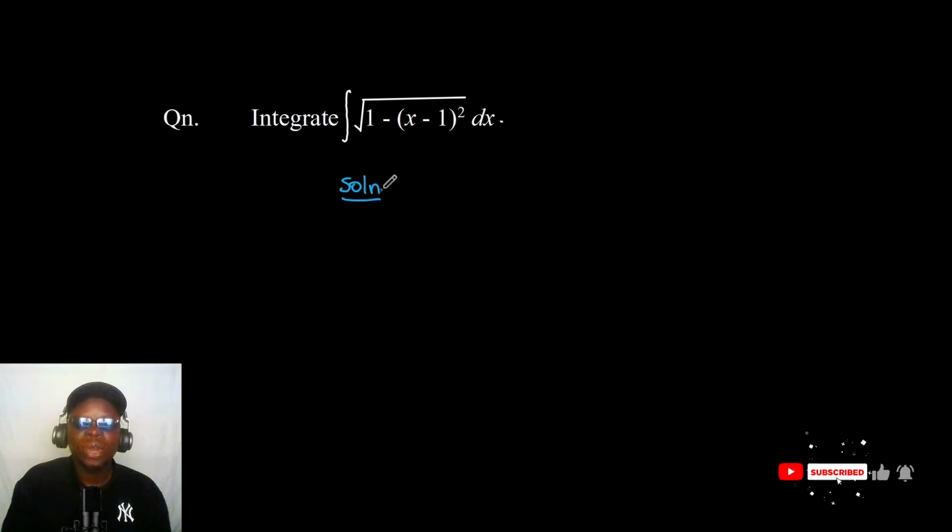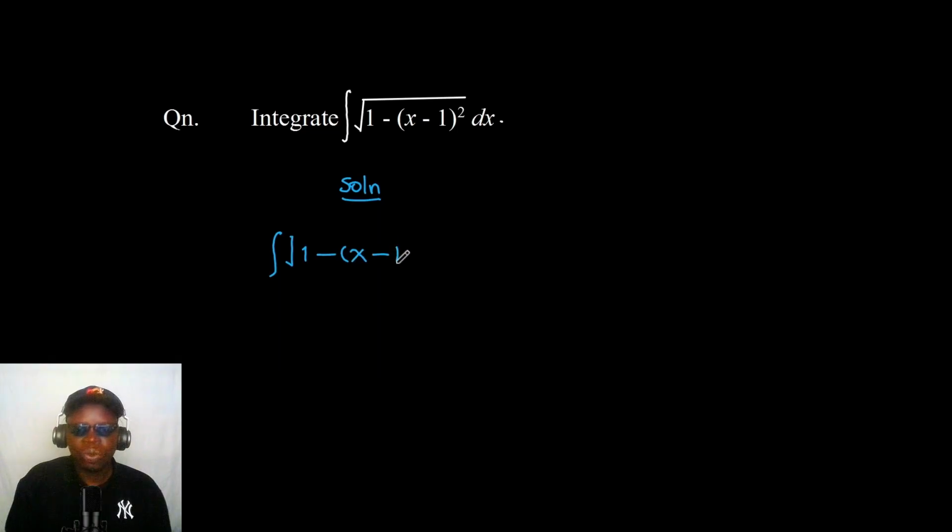So let's go ahead and copy our question here and say the integral of root 1 minus in bracket x minus 1, and this is squared. So we are integrating with respect to x. So what is the trick we need to employ?